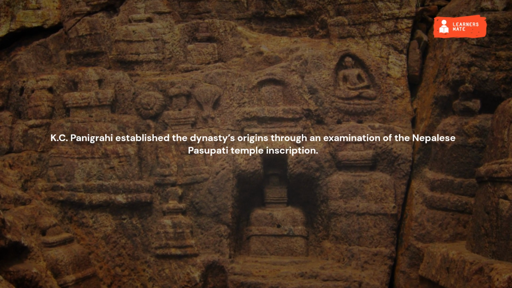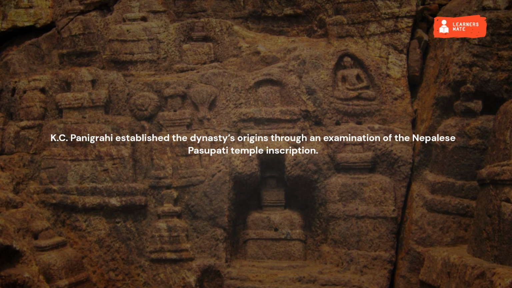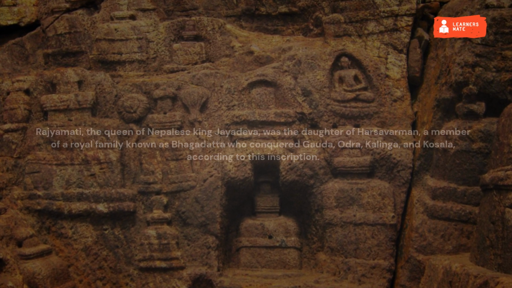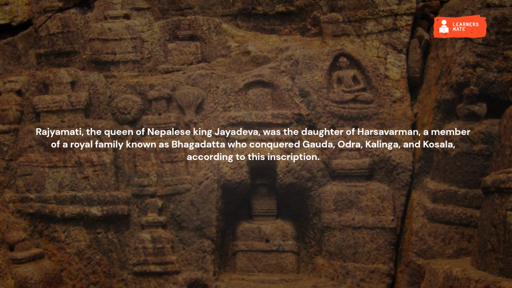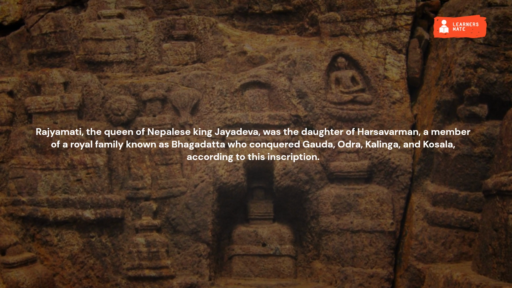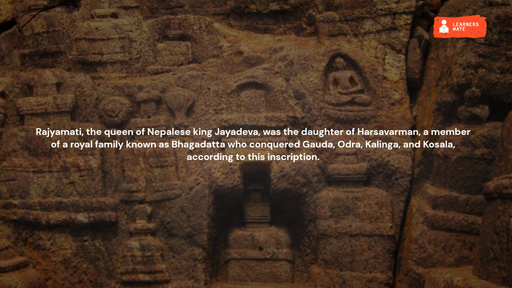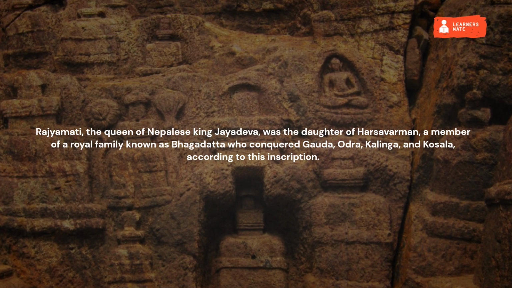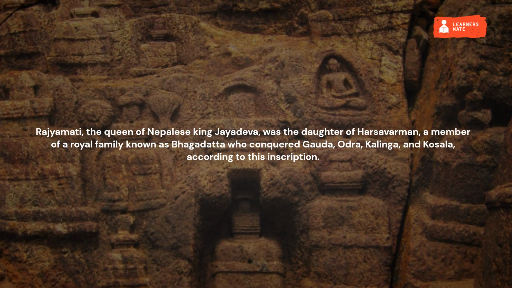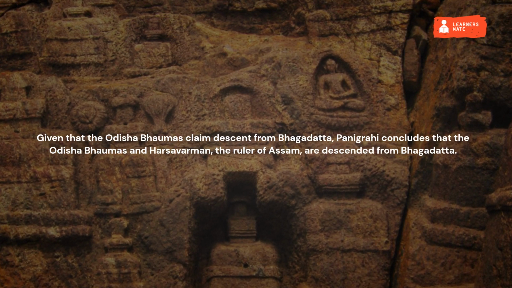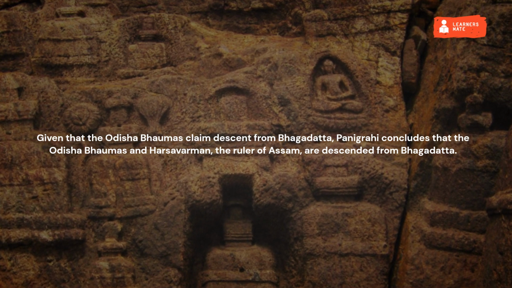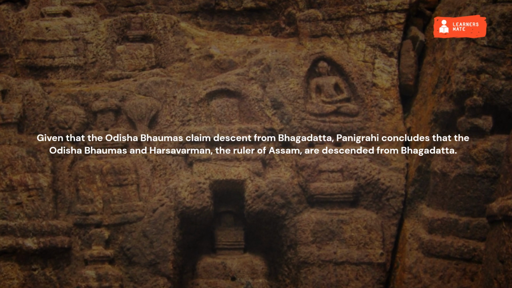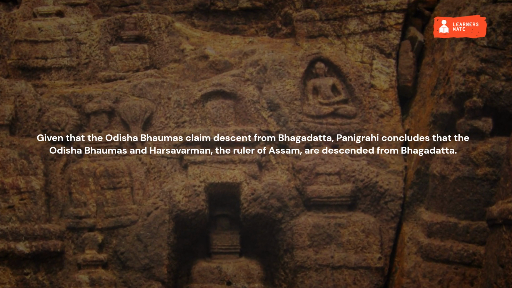K.C. Panigrahi established the dynasty's origins through an examination of the Nepalese Pashupati temple inscription. According to this inscription, Rajyamati, the queen of Nepalese King Jayadeva, was the daughter of Harshavarman, a member of a royal family known as Bhagadatta, who conquered Gauda, Odra, Kalinga, and Kosala. Given that the Odisha Bhaumas claim descent from Bhagadatta, Panigrahi concludes that the Odisha Bhaumas and Harshavarman, the ruler of Assam, are descended from Bhagadatta.